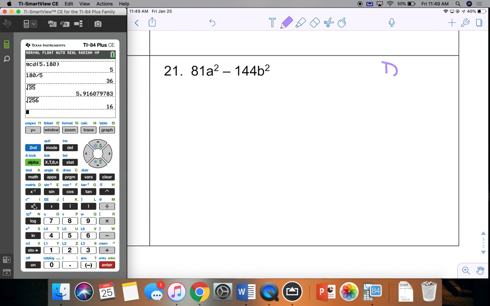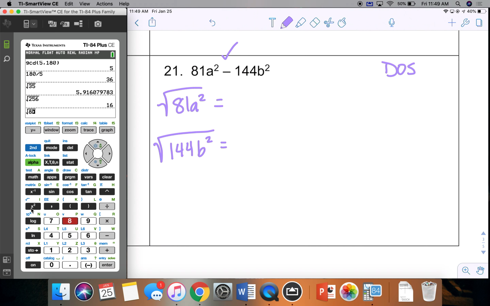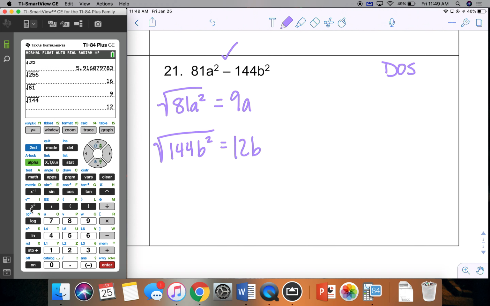Problem 21, I see two terms, so I'm checking for a difference of squares. There are two terms. There is a minus sign, so I'm going to see if I can take the square root of both terms. And this one we just have to be a little more careful because there's numbers and letters in both. So when I take the square root of 81, I get 9. The square root of a squared is a. The square root of 144 is 12. And the square root of b squared is b.